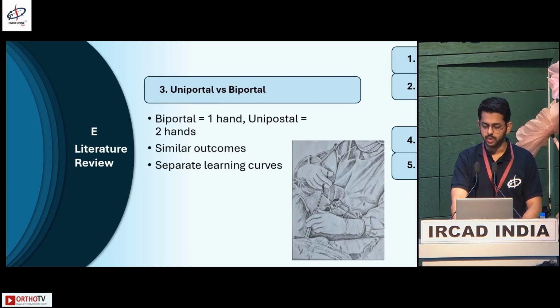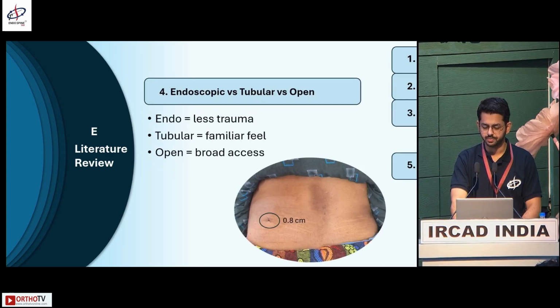Biportal endoscopy allows the use of two hands and a wider field. This gives better control in a complex decompression. However, the muscle trauma is more in biportal. Outcomes are similar to monoportal, but the technique is different, with its own learning curve.